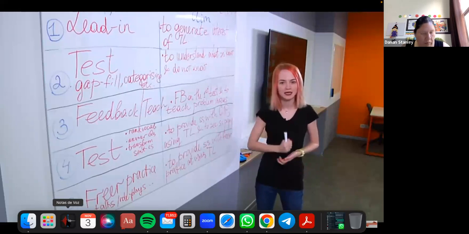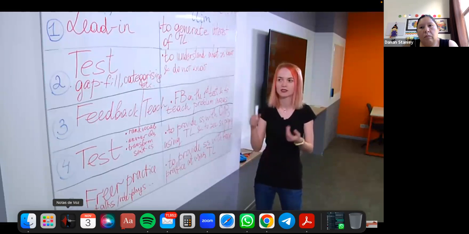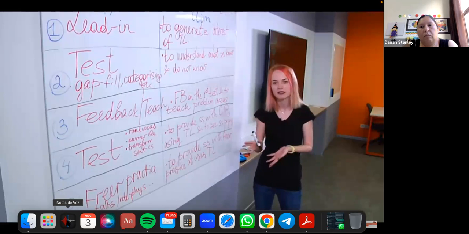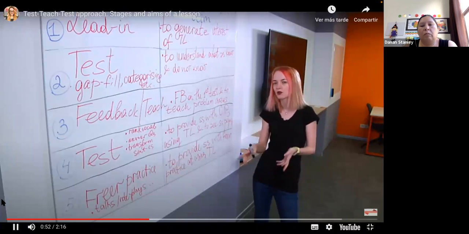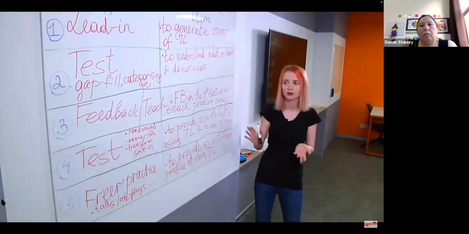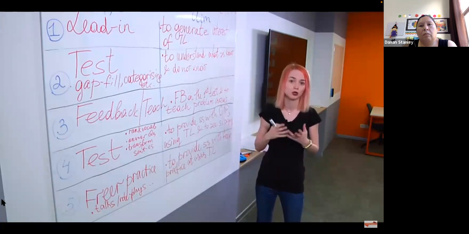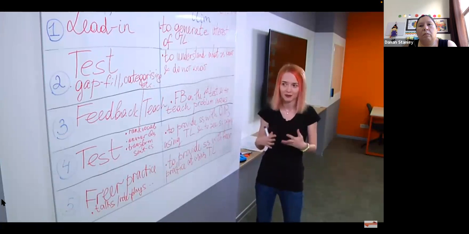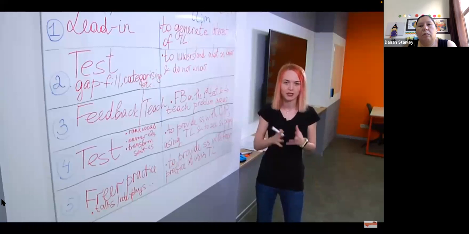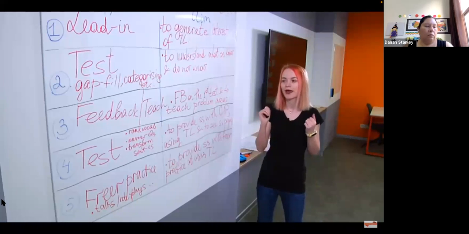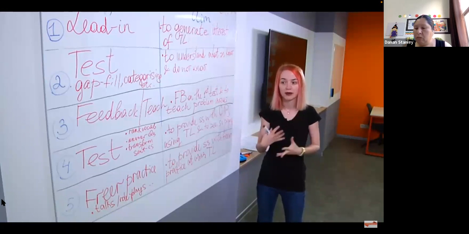The next one is test. Here you may give your students exercises such as fill in the gaps, categorizing, ask your students to rank vocabulary, answer questions, or maybe transform sentences, etc. And the purpose is to understand what your students know and what they do not know. Actually, you test them. The third stage is feedback, and also it is called teach. Here you teach your students and you give, of course, feedback on the first test, and you teach problem areas.